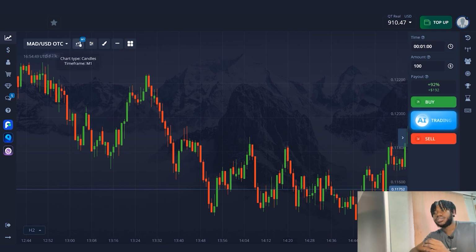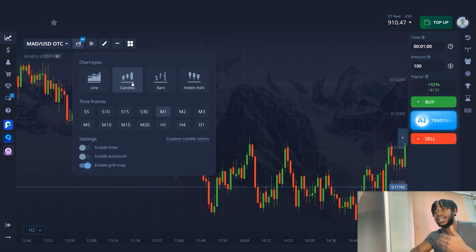The first step is to select the chart type and time frame. I use a candlestick chart, which allows me to better see price fluctuations and support or resistance levels. Now, my time frame is set to 1 minute, which is a very short interval that is suitable for quick response and intraday trading.